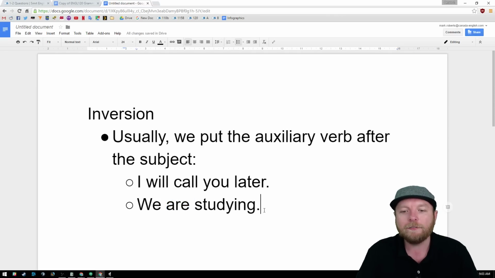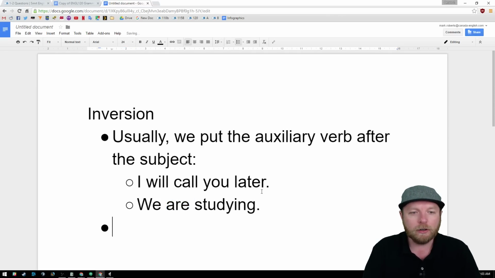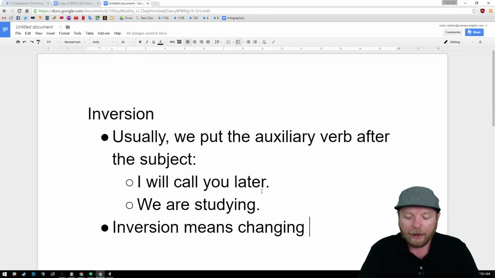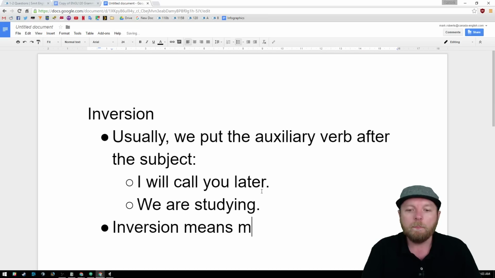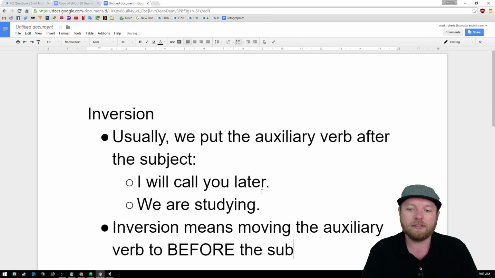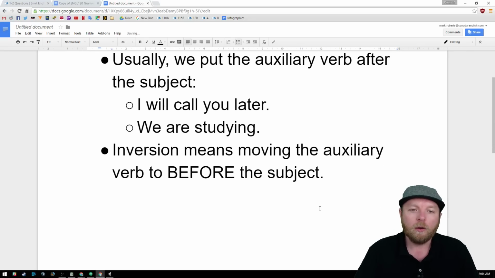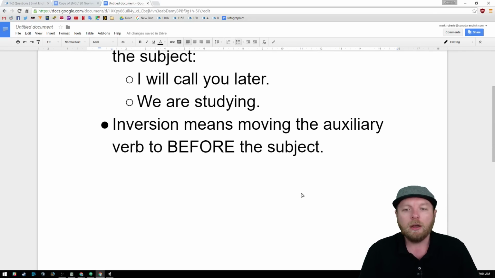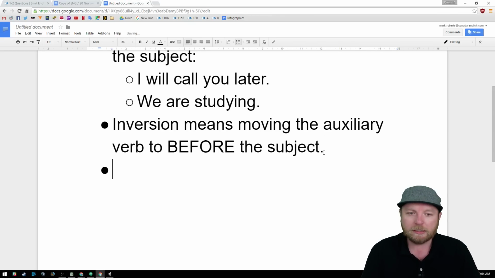This is not inversion. Inversion means changing, actually, I'm going to change that word. Moving the auxiliary verb to before the subject. Okay, this is the meaning of inversion. We're going to put the auxiliary verb before the subject. So let's look at some examples.